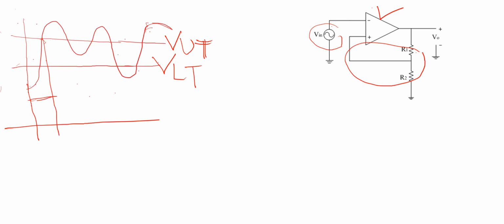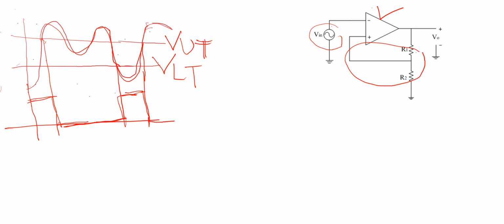So output will be high. When input crosses the upper threshold value, output will become low. Up to when? Up to when input crosses the lower threshold value. When input crosses the lower threshold value, output will be again high. And up to when? Up to again input crosses the upper threshold value. So that's how the Schmitt trigger works.